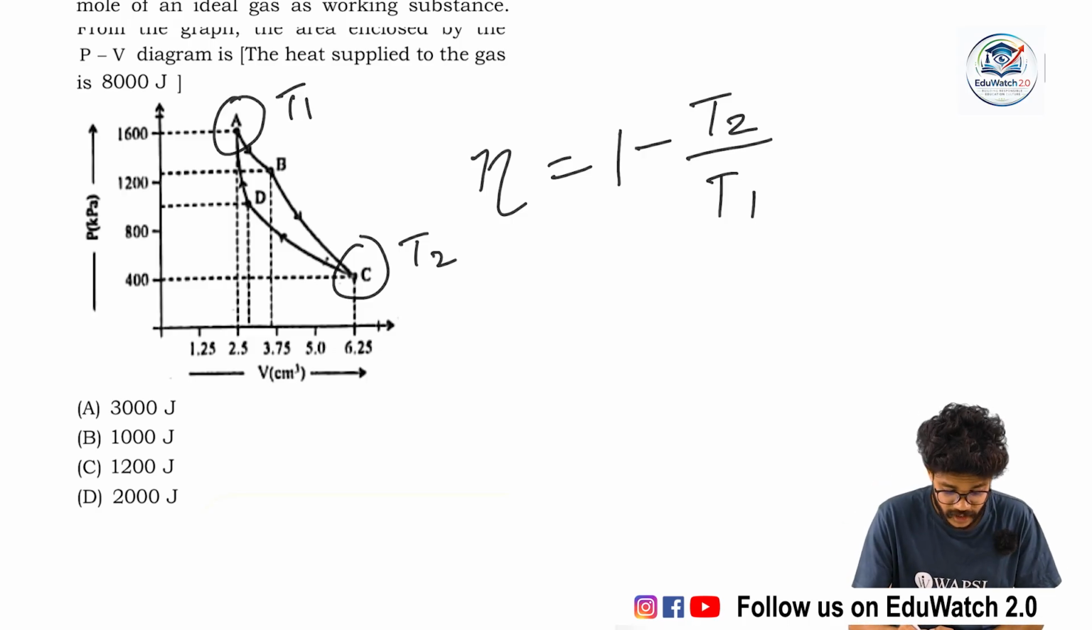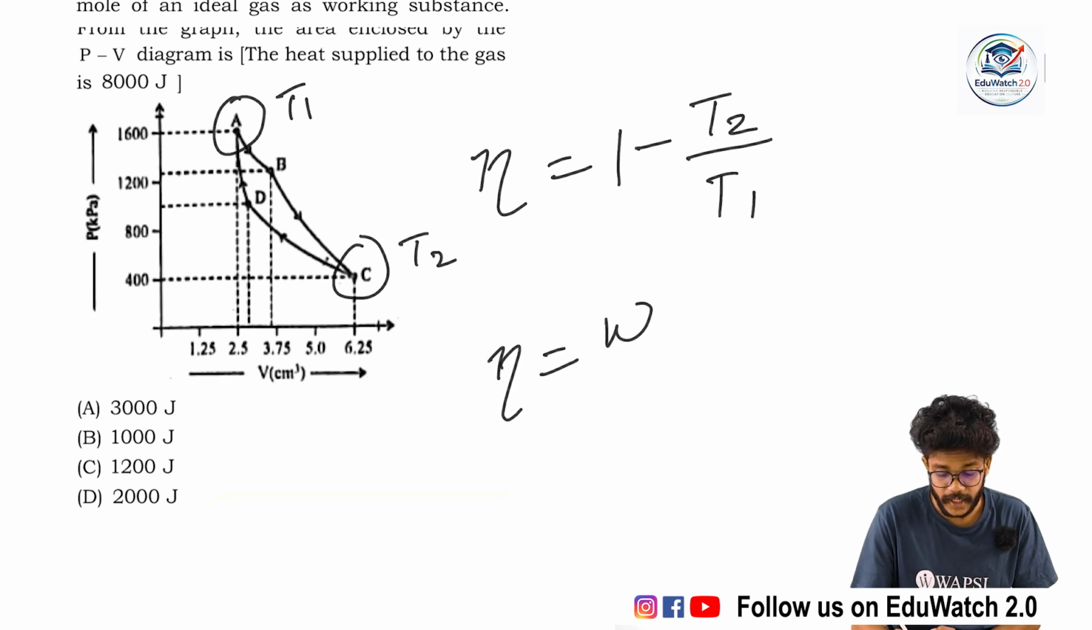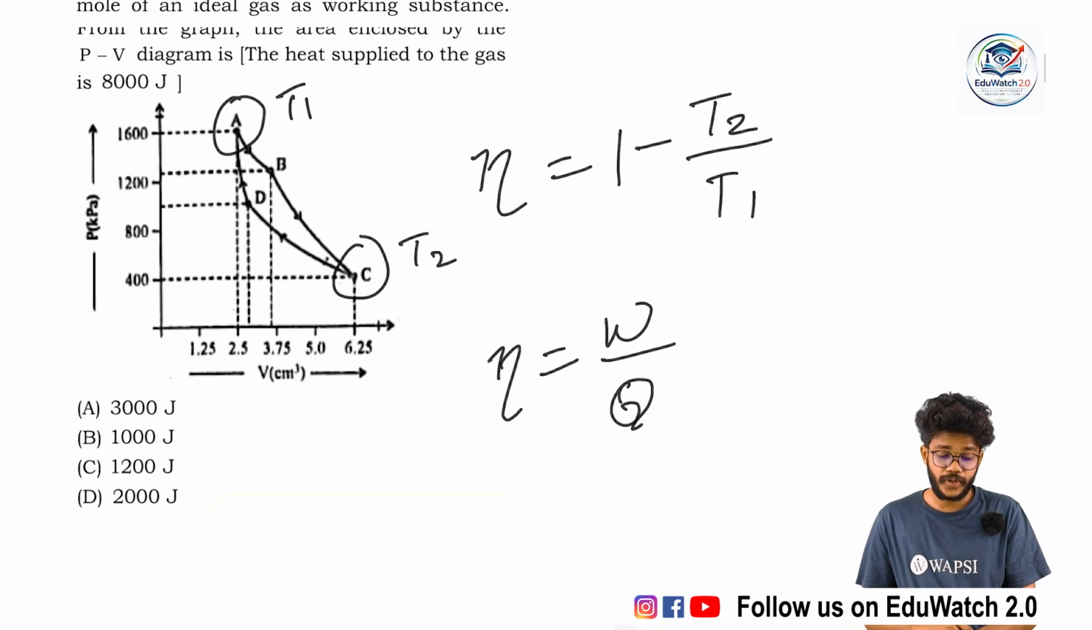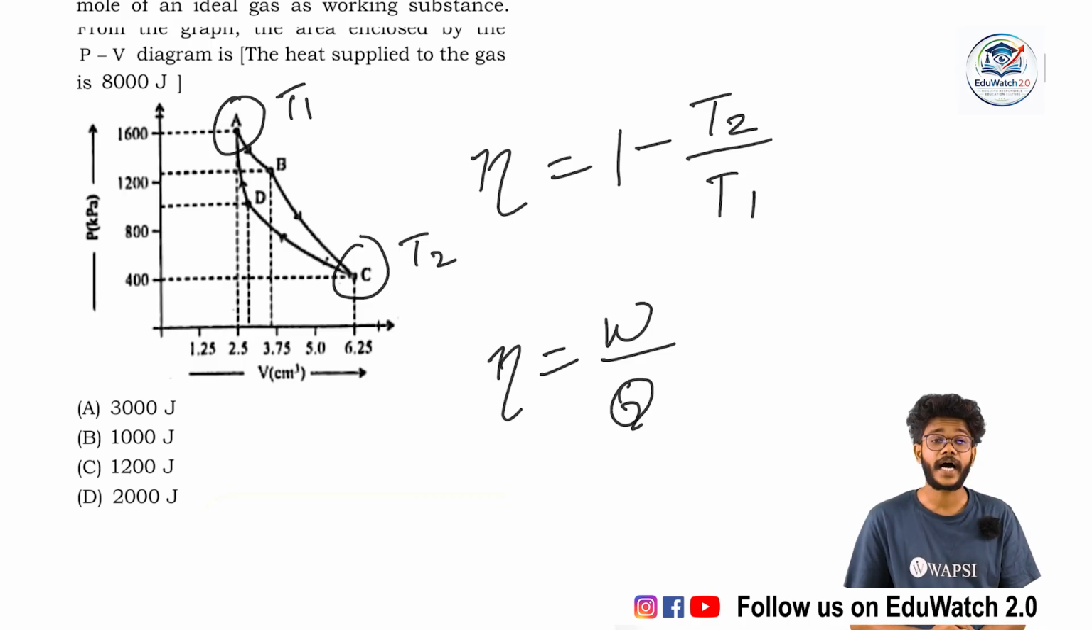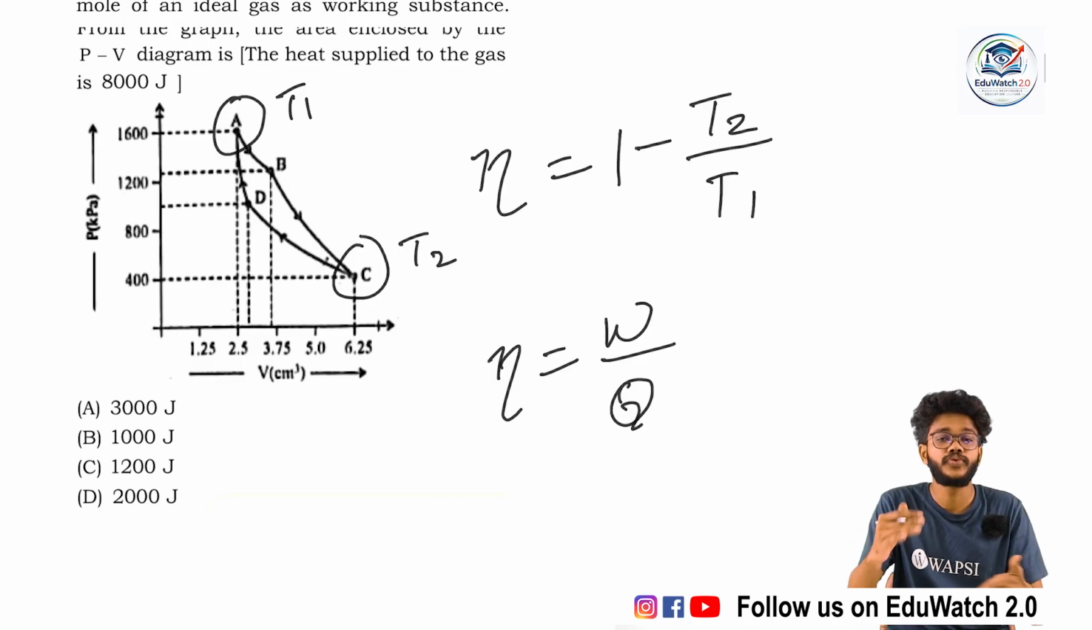Eta has a relation with work. Eta is equal to work by Q. So what is Q? Q is given inside the question. The heat supplied to the gas is 8000 joule, that is the energy. That means it is the heat supplied to the gas to do the work. That work we want to find.